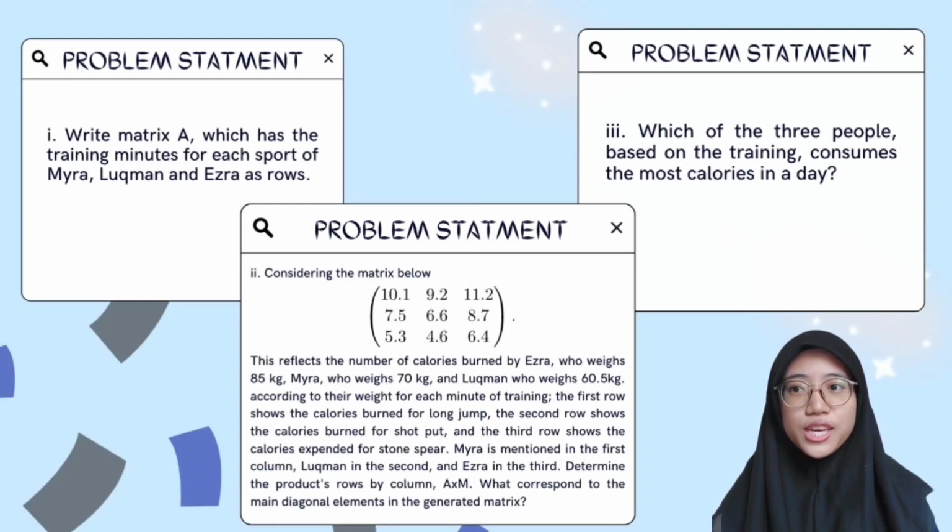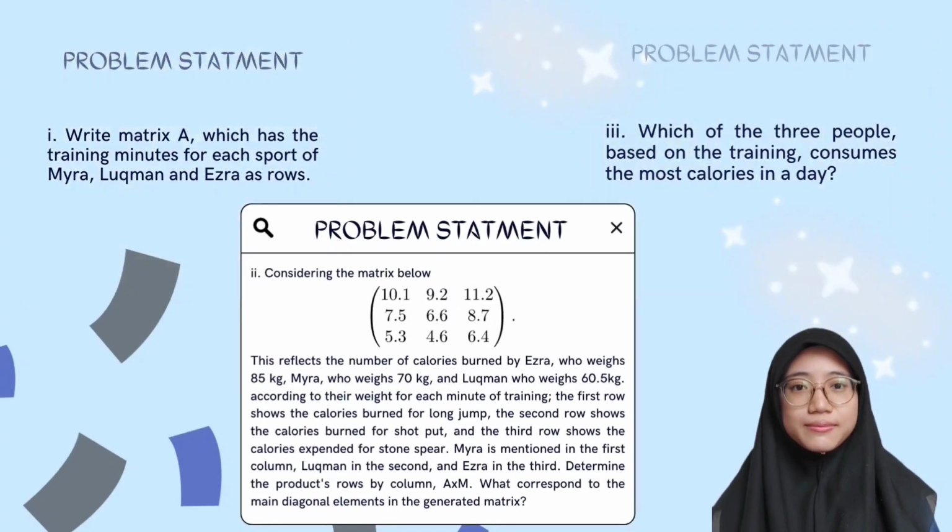According to the weight for each minute of training, the first row shows the calories burned for long jump, the second row shows the calories burned for shot put, and the third row shows the calories expended for stone spear. Mira is in the first column, Lukman in the second, and Ezra in the third. Determine the product of A multiplied by M, row by column. What corresponds to the main diagonal elements in the generated matrix? The last question is, which of the 3 people, based on the training, consumes the most calories in a day?